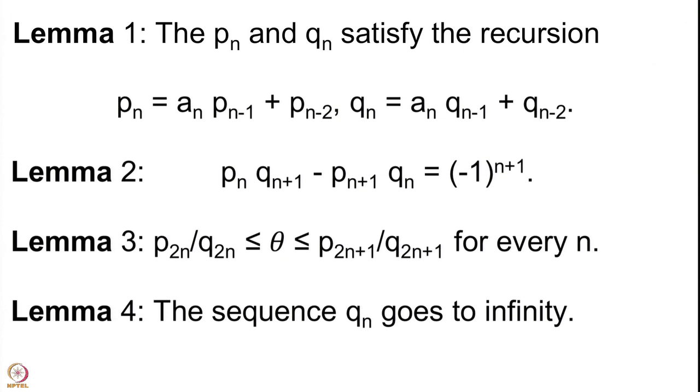And finally, lemma 4 is this very simple statement that the sequence Qn goes to infinity. So, these are the four lemmas which we are going to use. If you remember the proof of the quadratic reciprocity law that we had done, that also had a sequence of lemmas, but we proved each of those lemmas first and then we did actually the proof. We are going to do here the other way. We will first assume all these lemmas, complete the proof, and then we will prove these lemmas one by one.